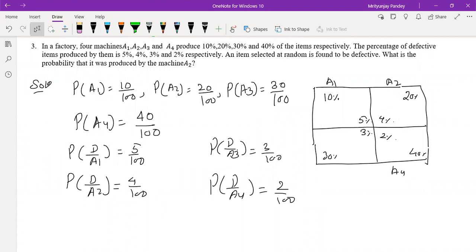So what is the mathematical representation of the last line? What is the probability that it came from machine A2, given that... what is given? An item selected at random is found to be defective. What is the meaning of this overall line? Can anyone tell me? P of what? What will you write here?